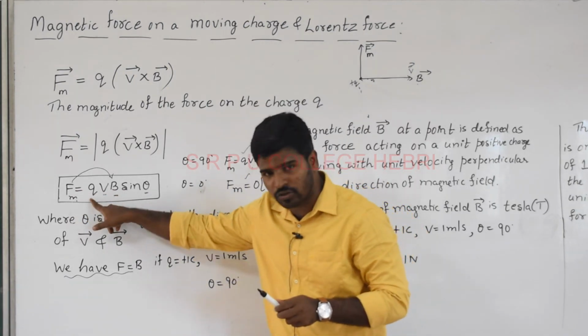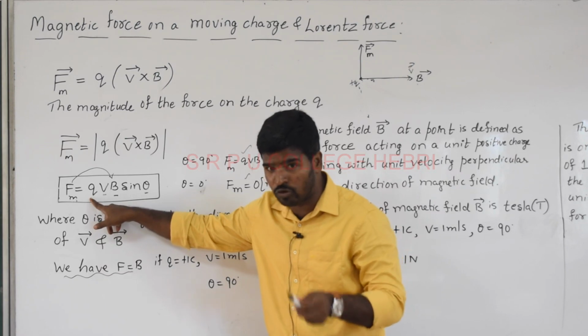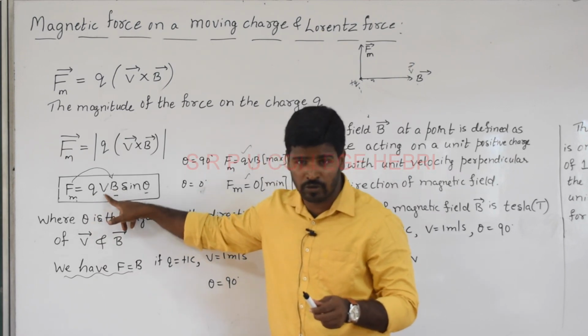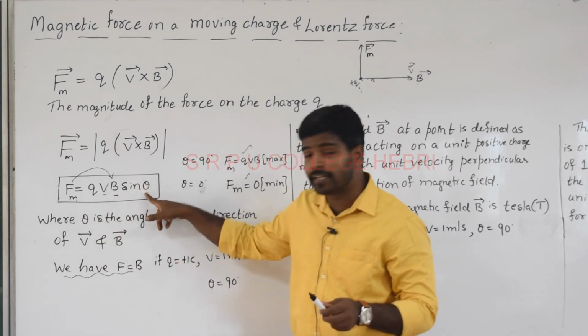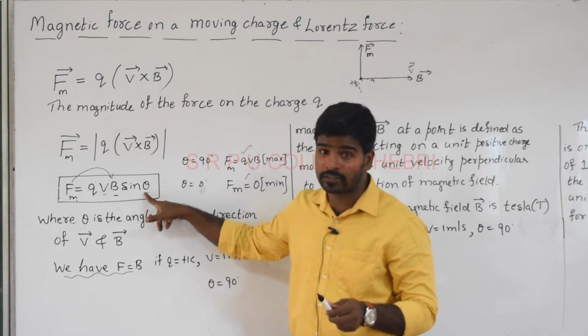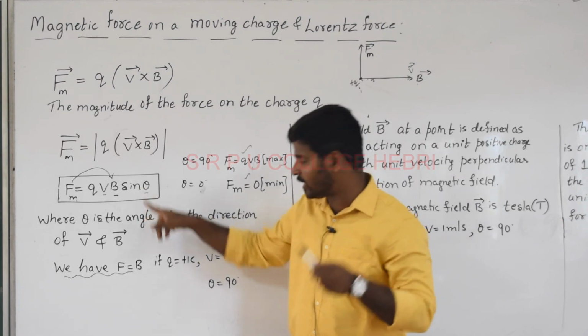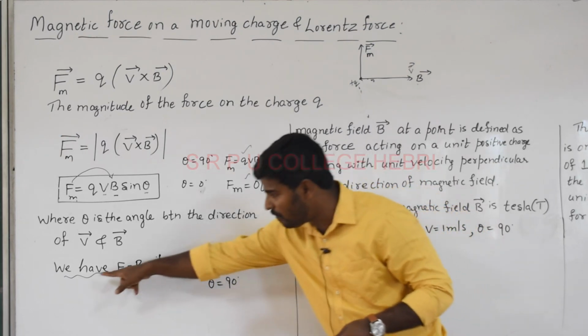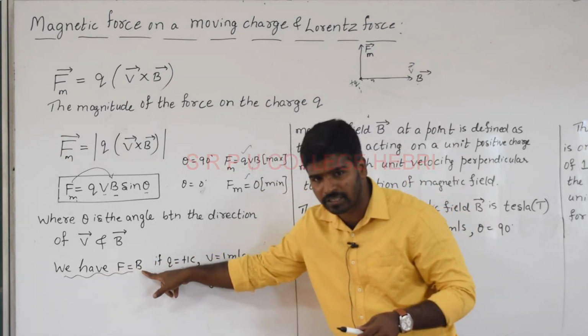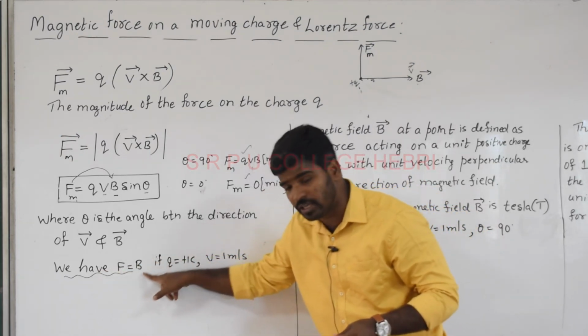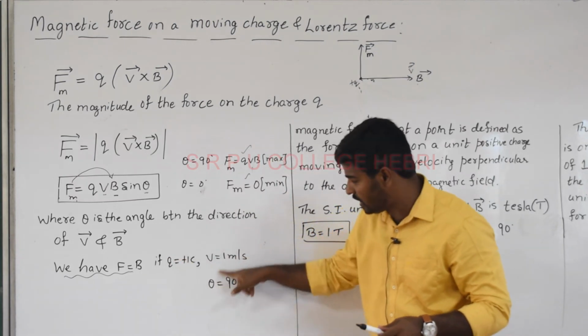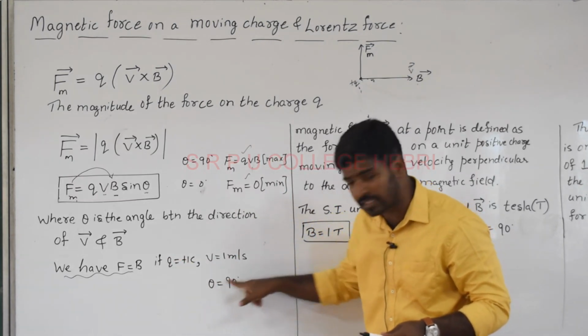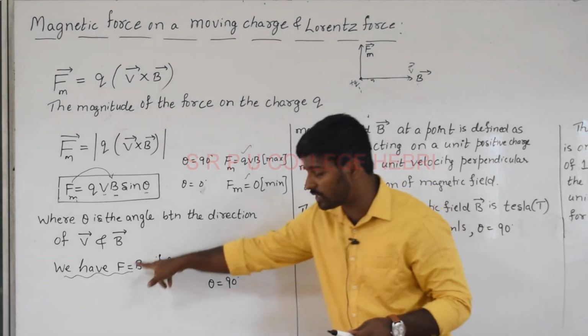So Q is equal to 1 coulomb, in its unit coulomb. Then velocity is equal to 1 meter per second, and when does the sin function become 1? Theta is equal to 90 degree. That is the term we have written here. See here, we have F is equal to B. Why have we written it? If Q is equal to 1 coulomb, V is equal to 1 meter per second and theta is equal to 90 degree, then F is equal to B.